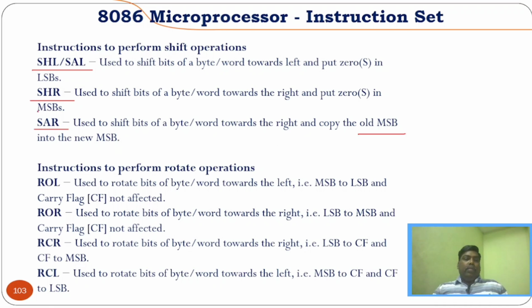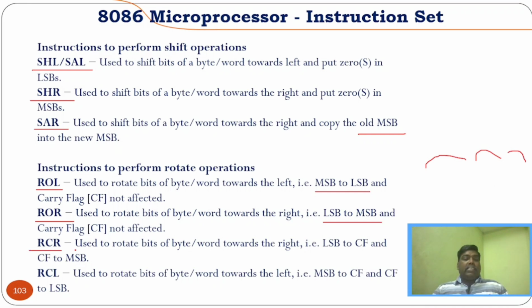The other instructions are the normal rotate instructions, which we normally know: rotate left and rotate right, as well as rotate right and rotate left involving the carry flag. ROL is rotate left without involving the carry flag. All the bits in the byte or word will be rotated towards the left, so the MSB will become the LSB and the carry flag will remain unaffected. Similarly ROR shifts all the bits towards the right, and the LSB will become the MSB and the carry flag will remain unaffected.